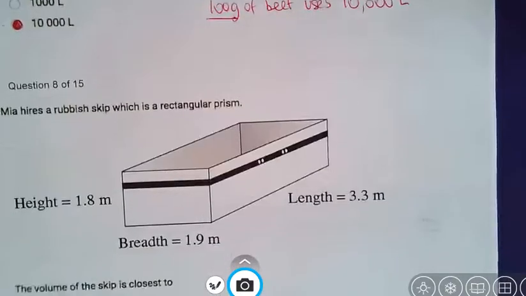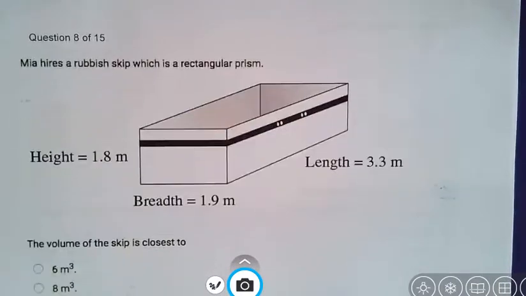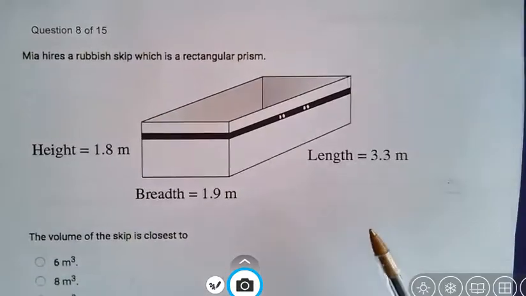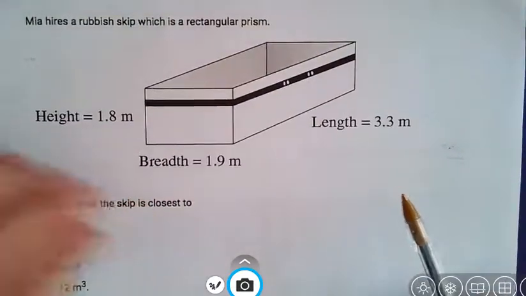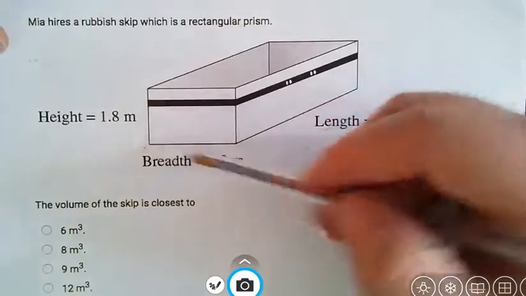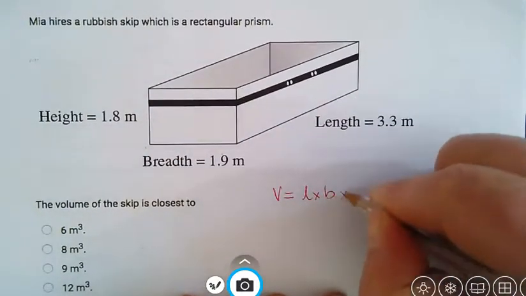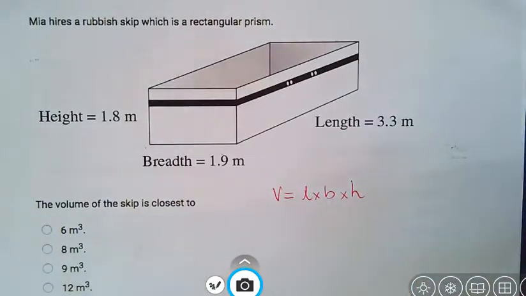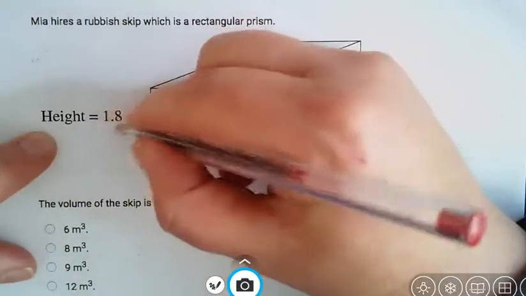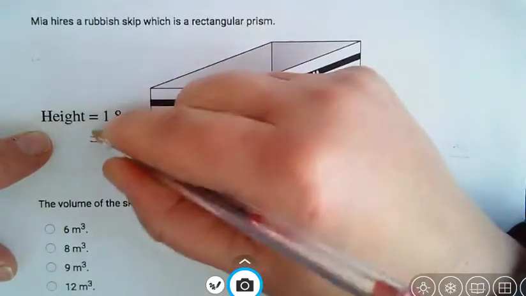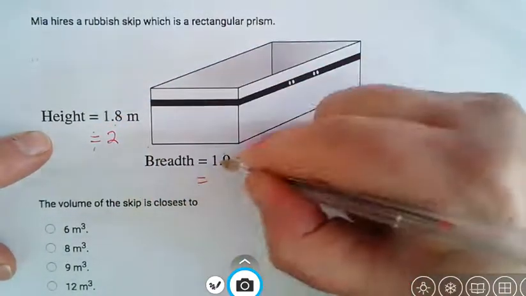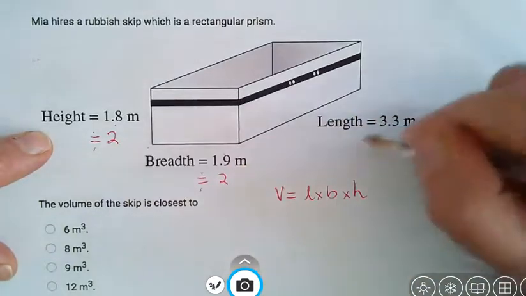Now, question 8. Have you tried that yet? Volume. Do you know how to work out the volume of a rectangular prism? Length times base times height. So you just multiply the 3 values together. Now, it doesn't want you to work it out exactly. You don't have a calculator. So tell me what the height is roughly equal to. Roughly 2. And the breadth, roughly? 2. And the length, roughly? 3.